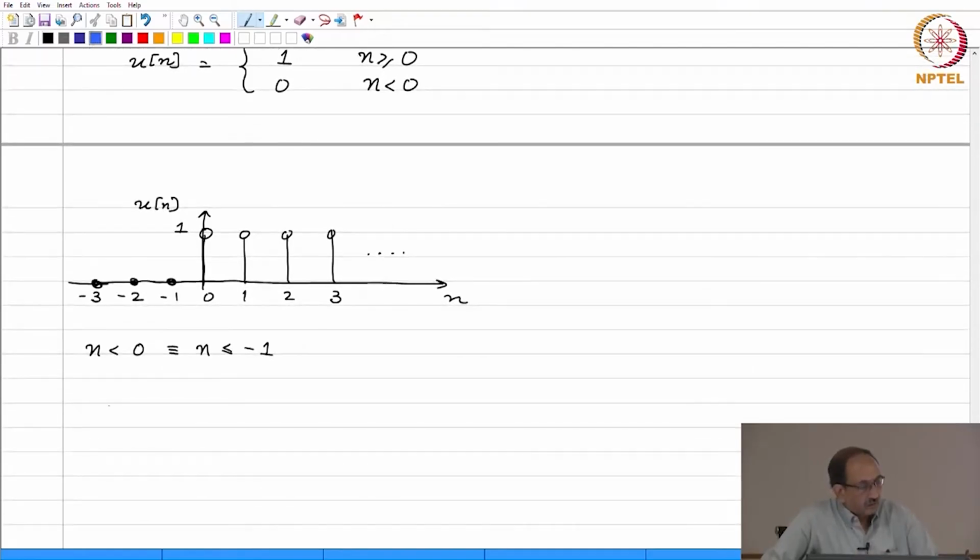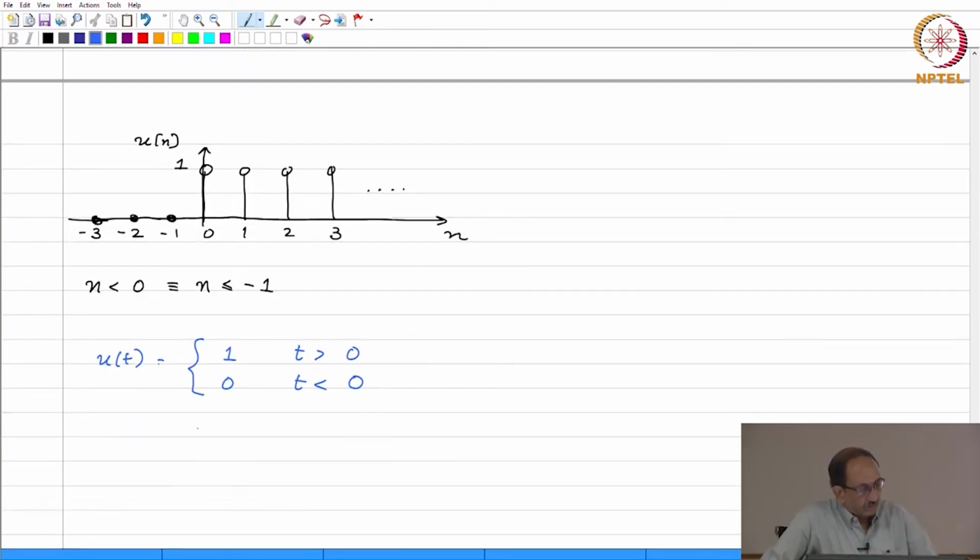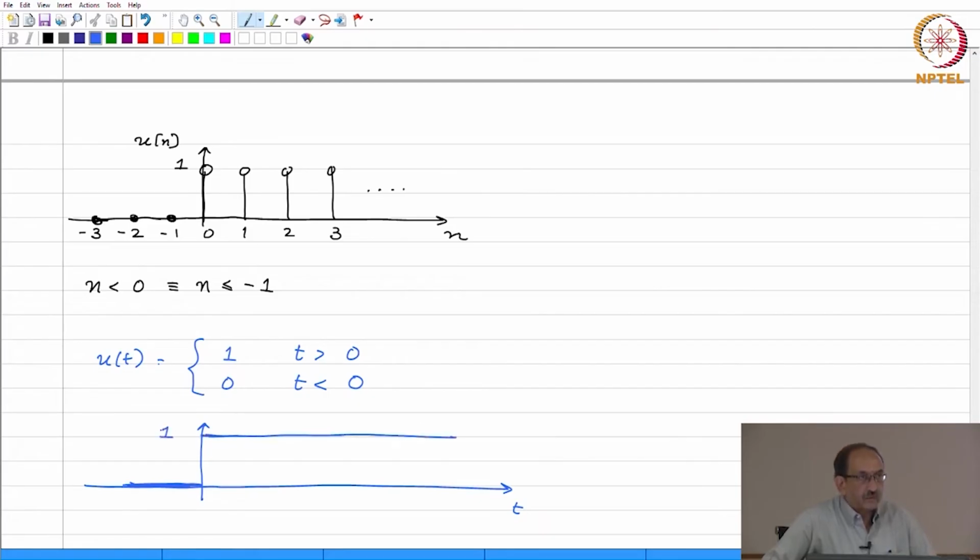The corresponding continuous time unit step function is 1 for t greater than 0 and 0 for t less than 0, and the picture associated with this is it is 0 for t less than 0 and 1 for t greater than 0.